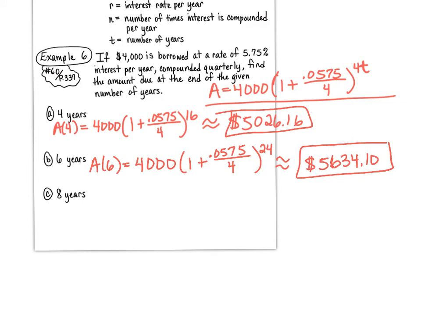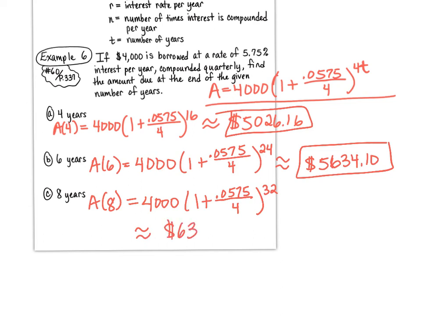8 years. A of 8. You get 4,000 times the quantity 1 plus 0.0575 divided by 4 raised to the what power? 32nd, good, and that's approximately what? $6,315.58. You got it. So that would be the amount due after 8 years.